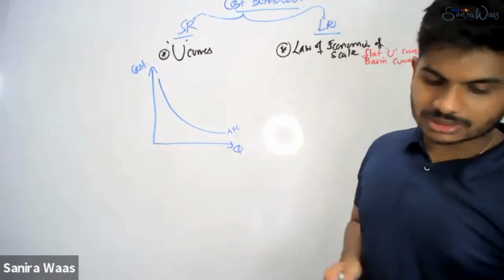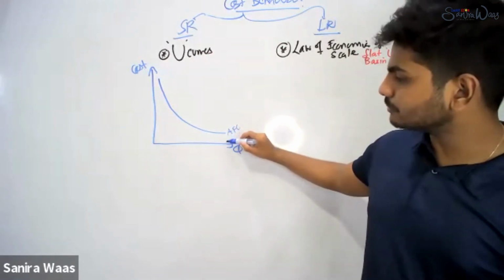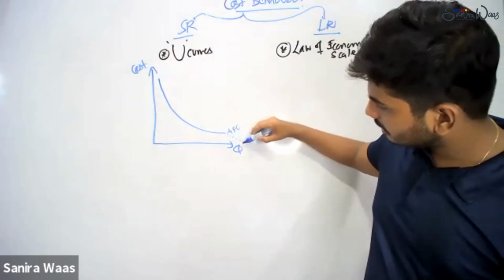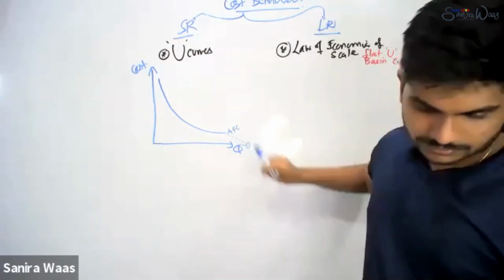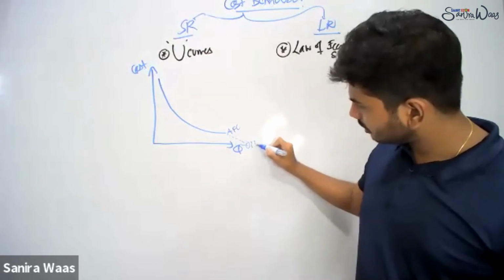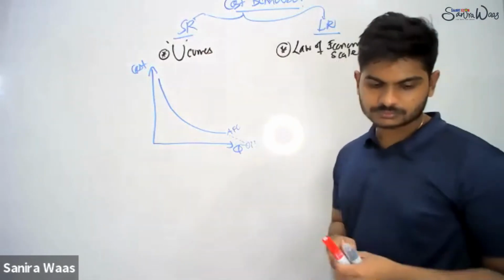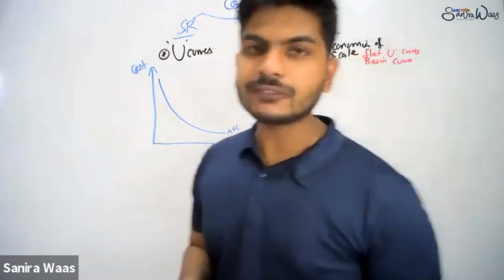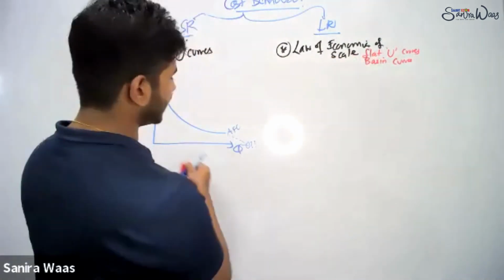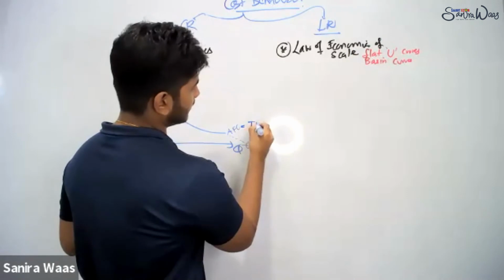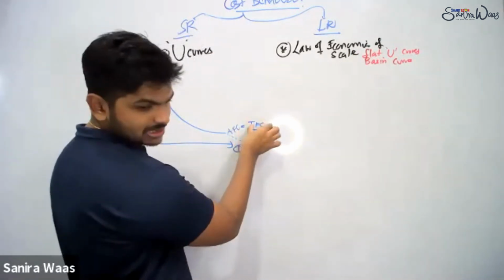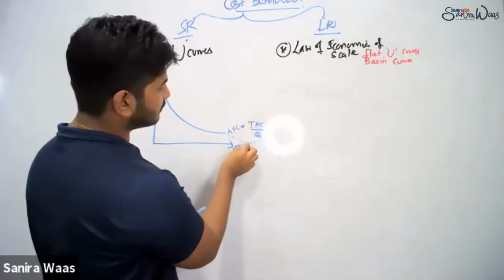My simple question: can AFC touch this point? Can this go like this? Can this happen or not? Yes, this can't happen. How do you identify AFC? AFC equals TFC divided by quantity. So all the time TFC would be some sort of a number, right? Since it is a number, this will never become zero.